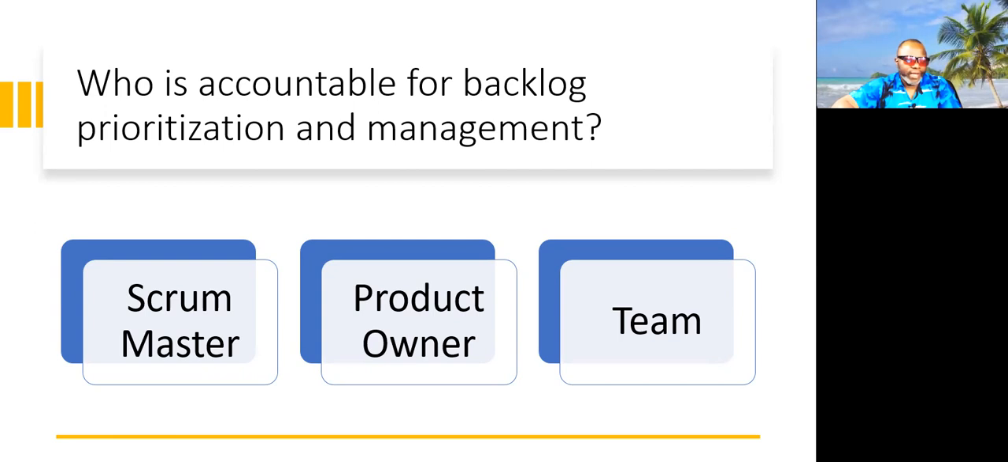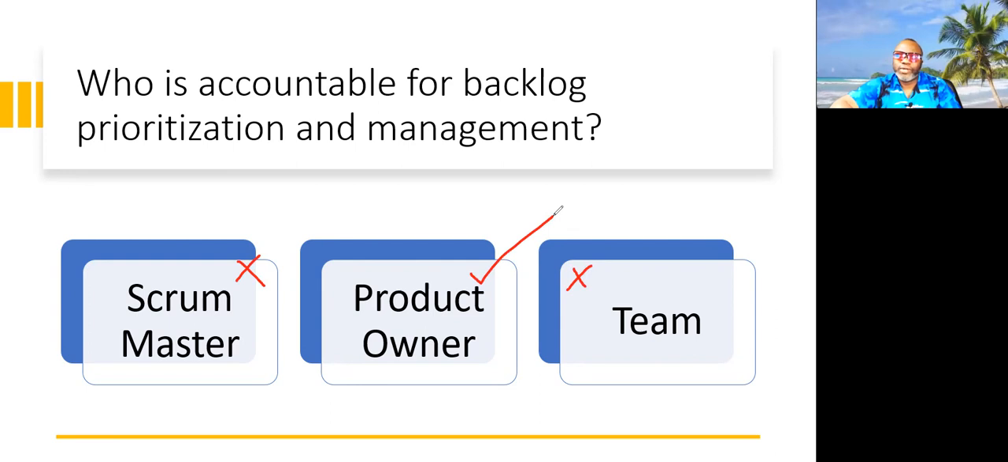All right, 3, 2, and 1. So who is accountable for backlog management? I can tell you it's not the Scrum Master and it's not the team. This is the job of the product owner. The product owner is a person who is responsible and accountable for doing this.